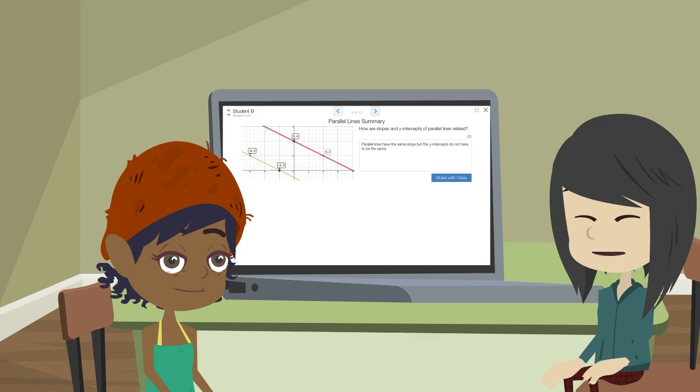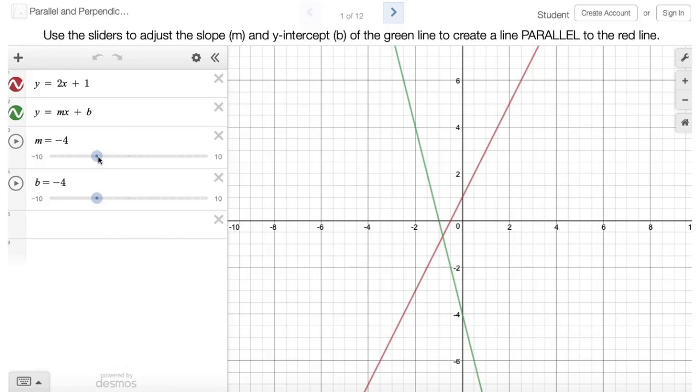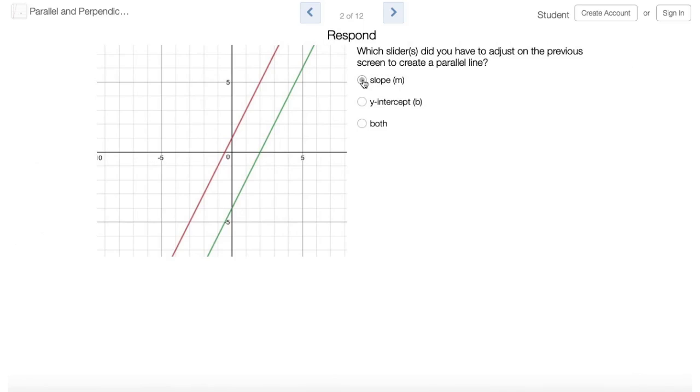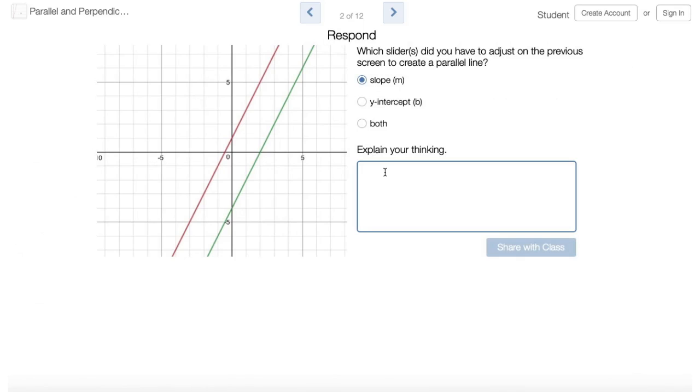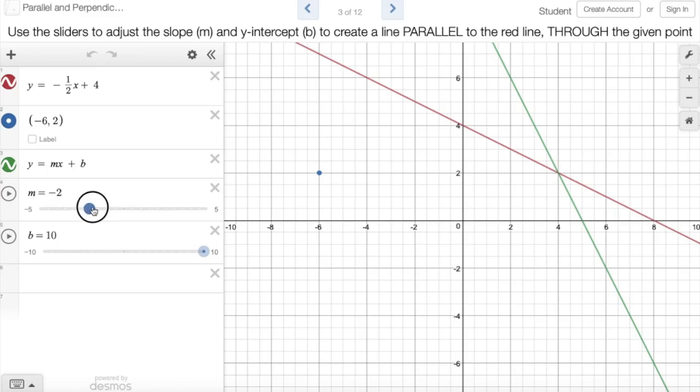I think parallel lines have the same slope. Yes, but the y-intercepts do not have to be the same. These are definitely not parallel right now. Definitely not. I'm going to move the slider for slope to see what happens. A slope of 2 looks perfect. I agree. We really only had to move the slope. Yes, because the slope changes the incline but the y-intercept does not.